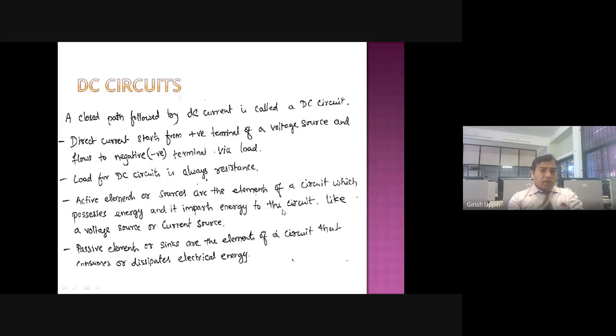Active elements, or sources, are the elements of a circuit which possess energy and impart energy to the circuit, like the voltage source or the current source. So active elements are the sources, the ones which give energy to the circuits, and opposite to that, passive elements or the sinks, they consume energy. They consume or dissipate the electrical energy.